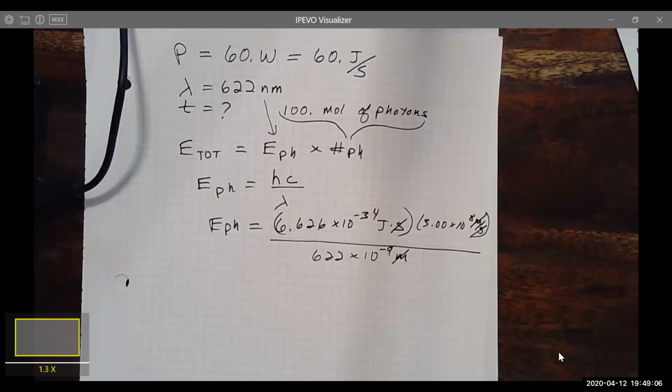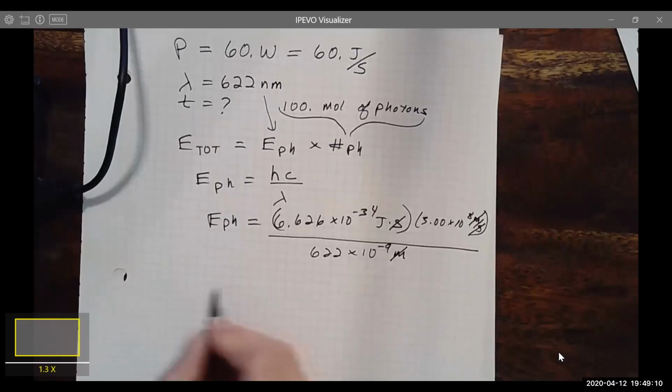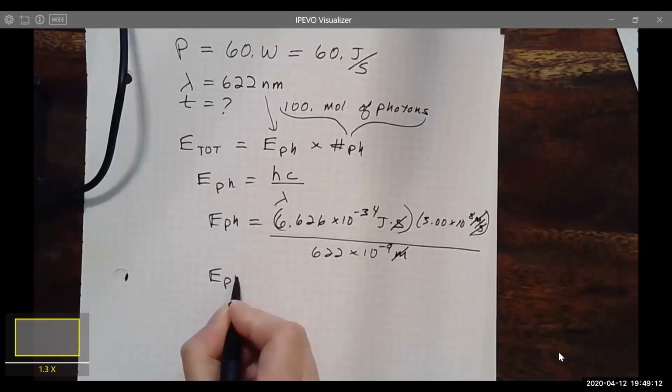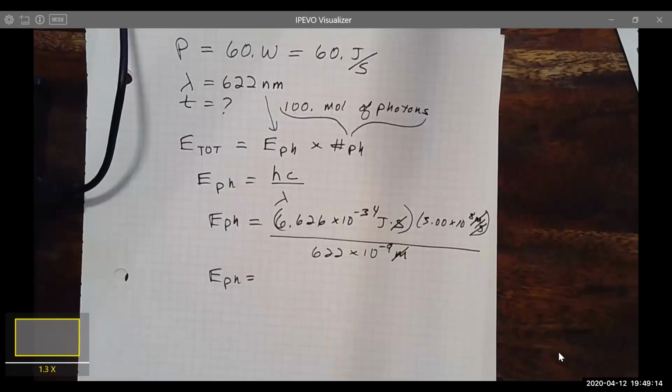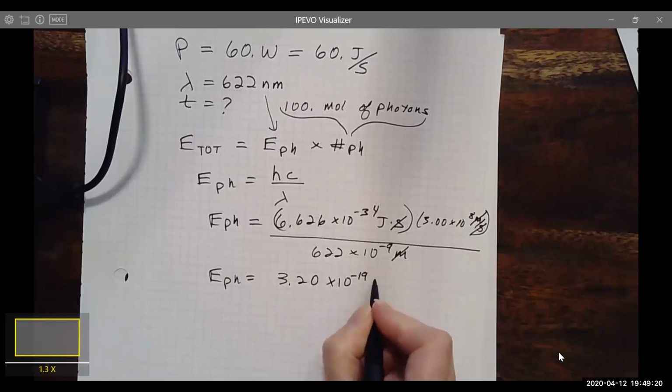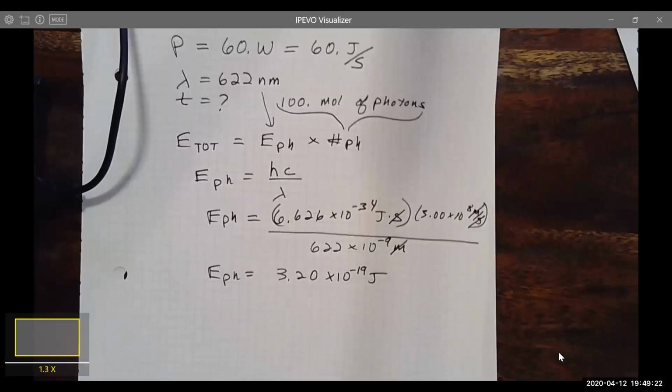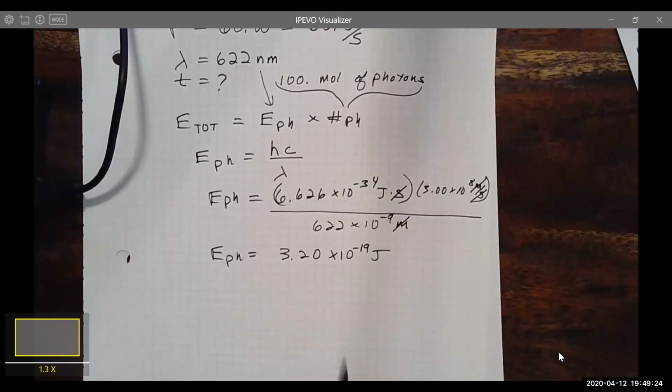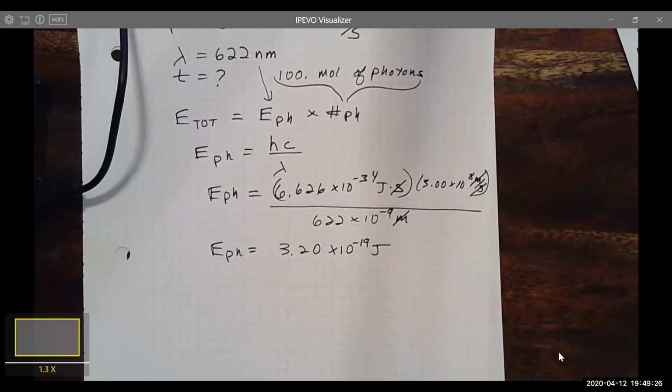Okay, so I'm assuming you're back from that pause. And if you are, you should have gotten energy of the photon is equal to 3.20 times 10 to the minus 19 joules. You might see this a lot, 10 to the minus 19 joules for energy of a photon.